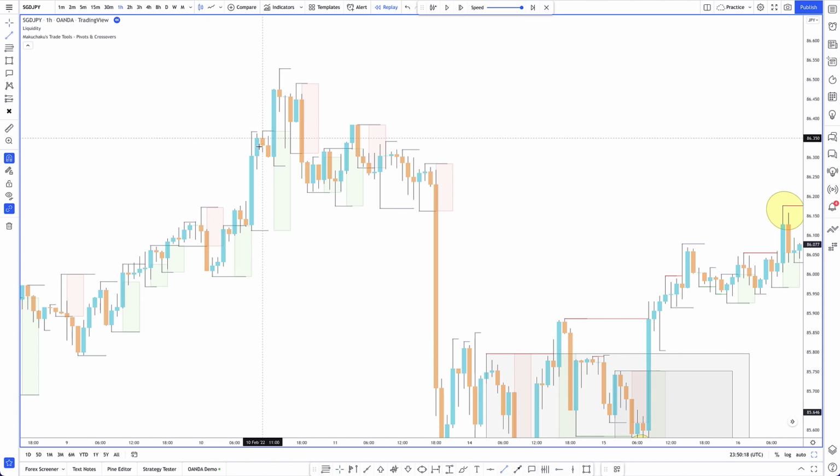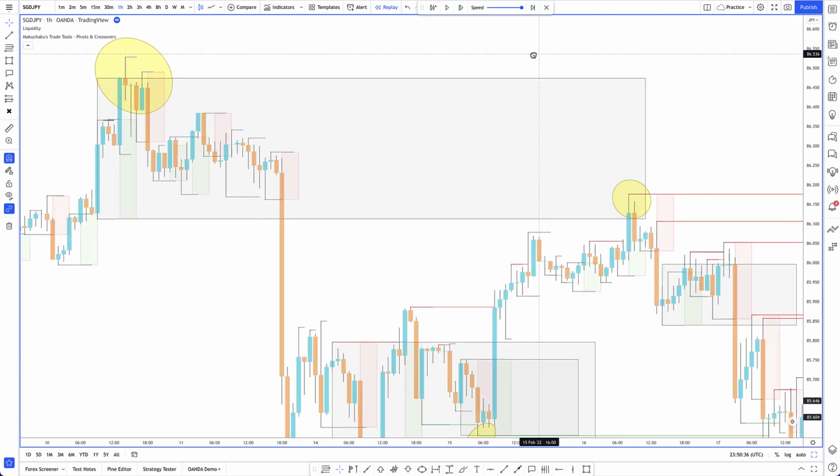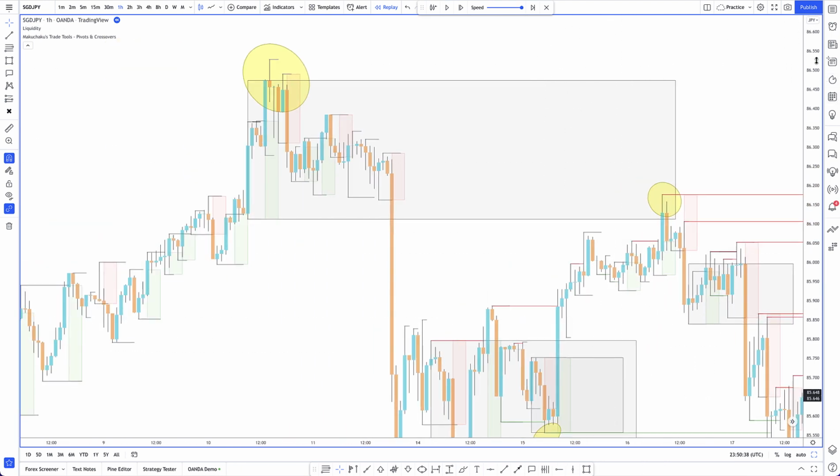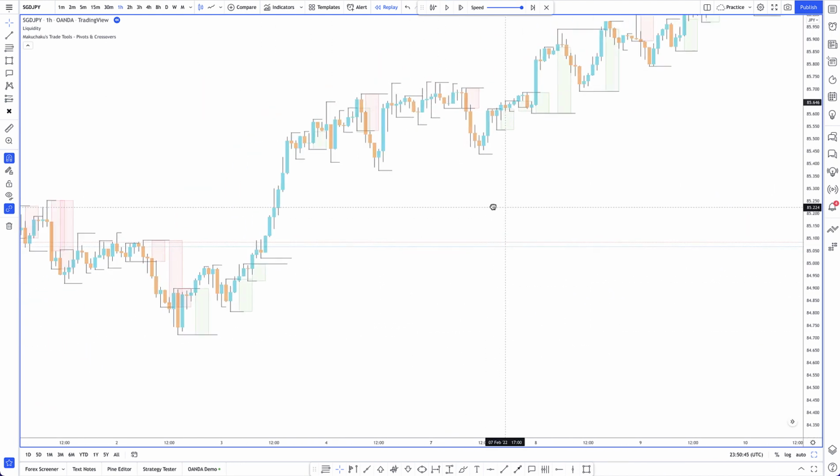Another example, these were all equal highs, price swept liquidity here, and then this is the highest high. You can see what happened after that. This is a random pair I picked, SGD JPY maybe, which is an exotic or something else, I don't even know.